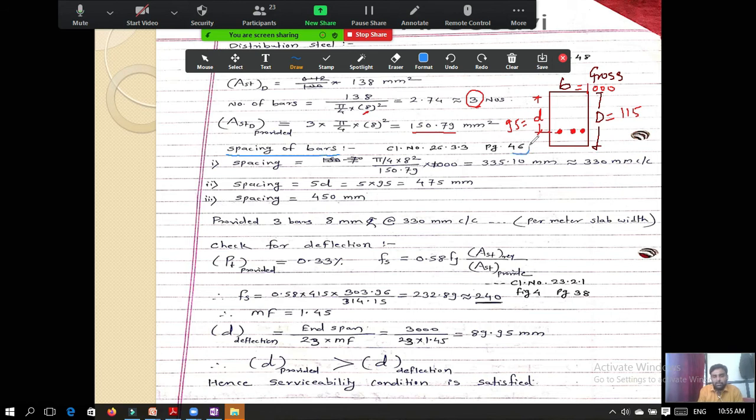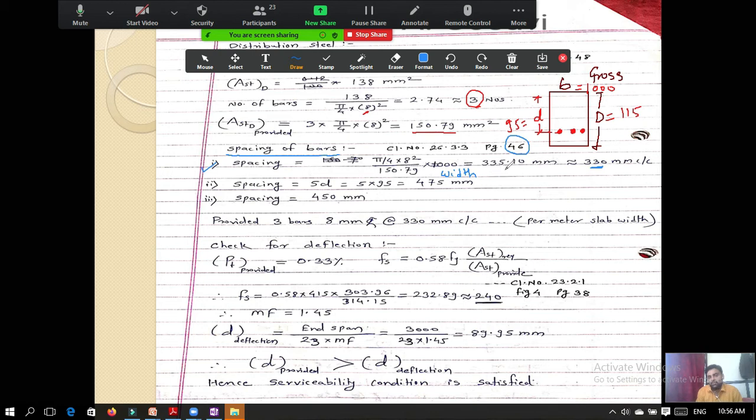On page number 46, the clause is given. So for the spacing, by the first method, take the area of a single bar divided by AST provided, multiplied by what? Multiplied by width. It is always multiplied by width. So area of one bar divided by total AST multiplied by width gives you the spacing, and this spacing works out to be 330 mm.